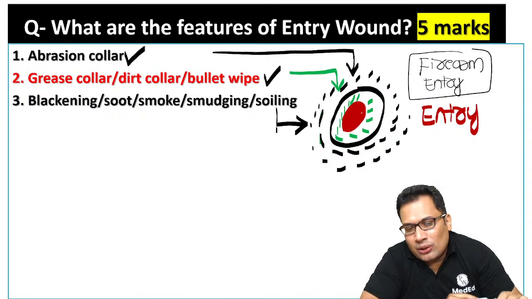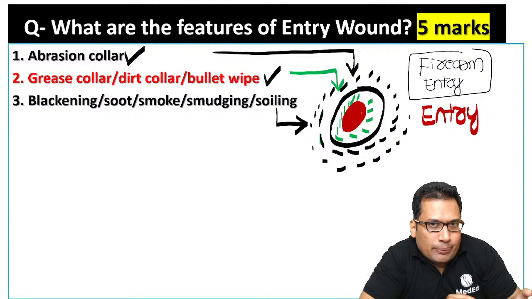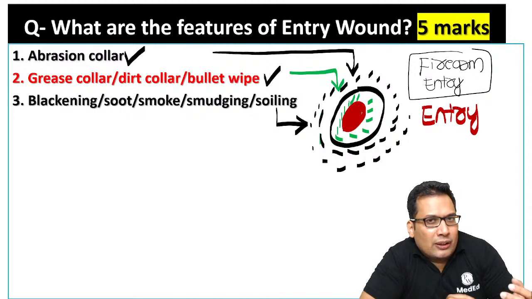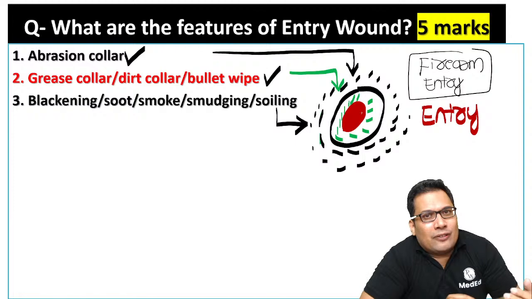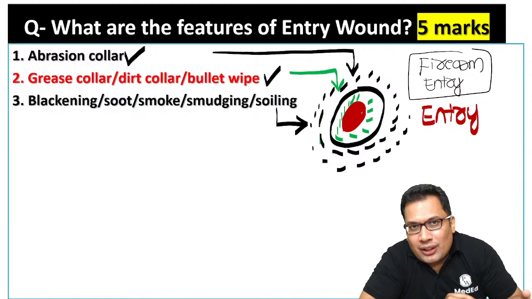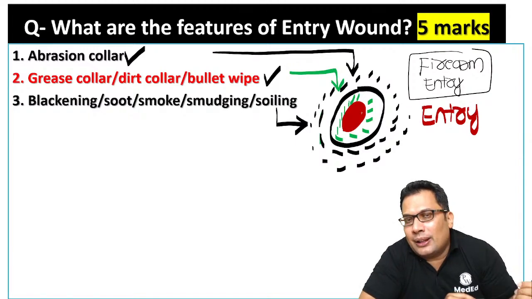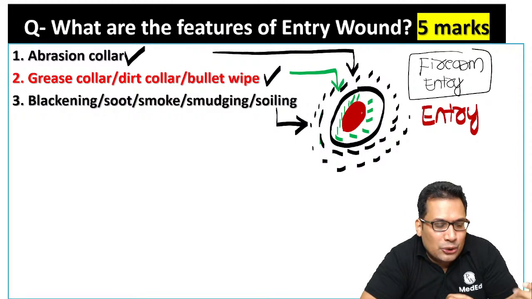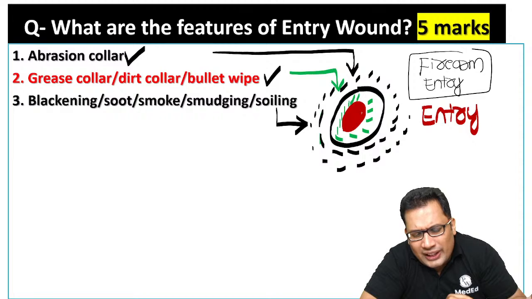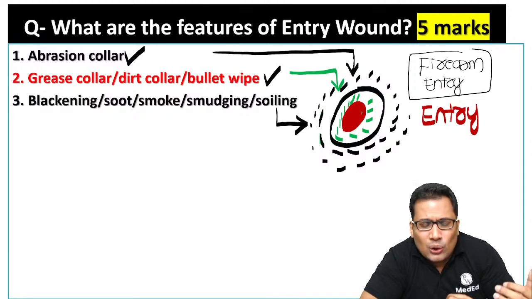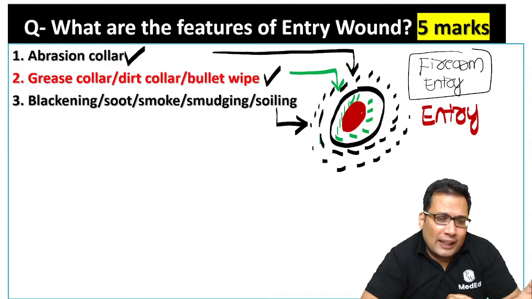So blackening because of what? Soot particles. Gunpowder, there is a combustion of gunpowder. When there is a combustion of gunpowder, there can be formation of the soot particle. The soot particle that forms the blackening. Viva question. So blackening is caused by soot particle. That should be your answer. Smudging is also the same. Smudging, soiling, smoke, soot, all is the same word that is given to blackening.